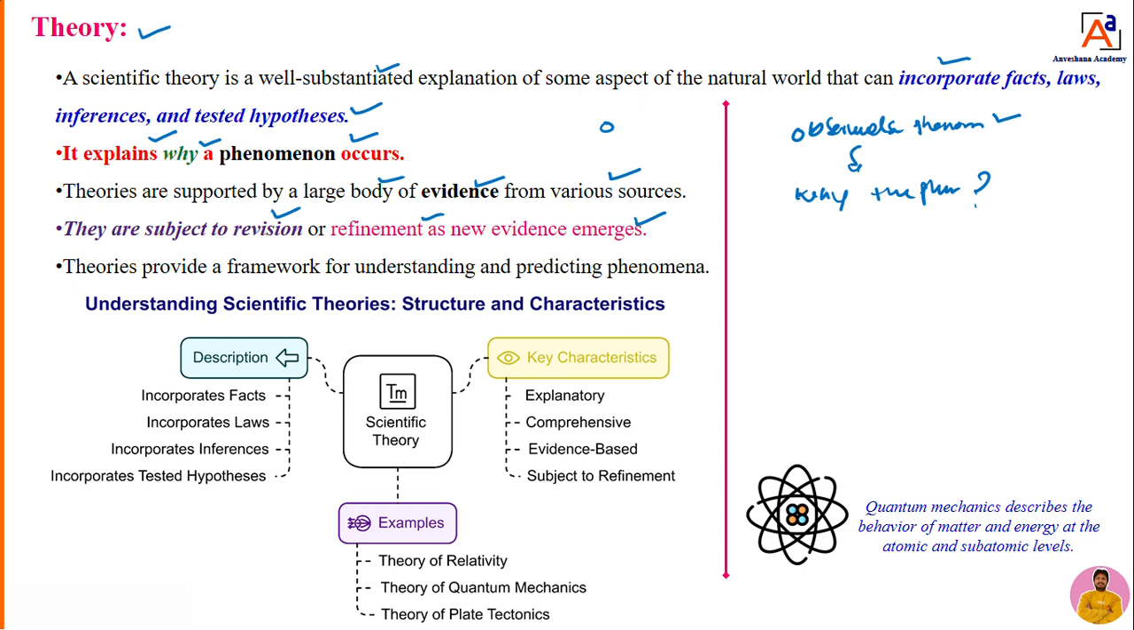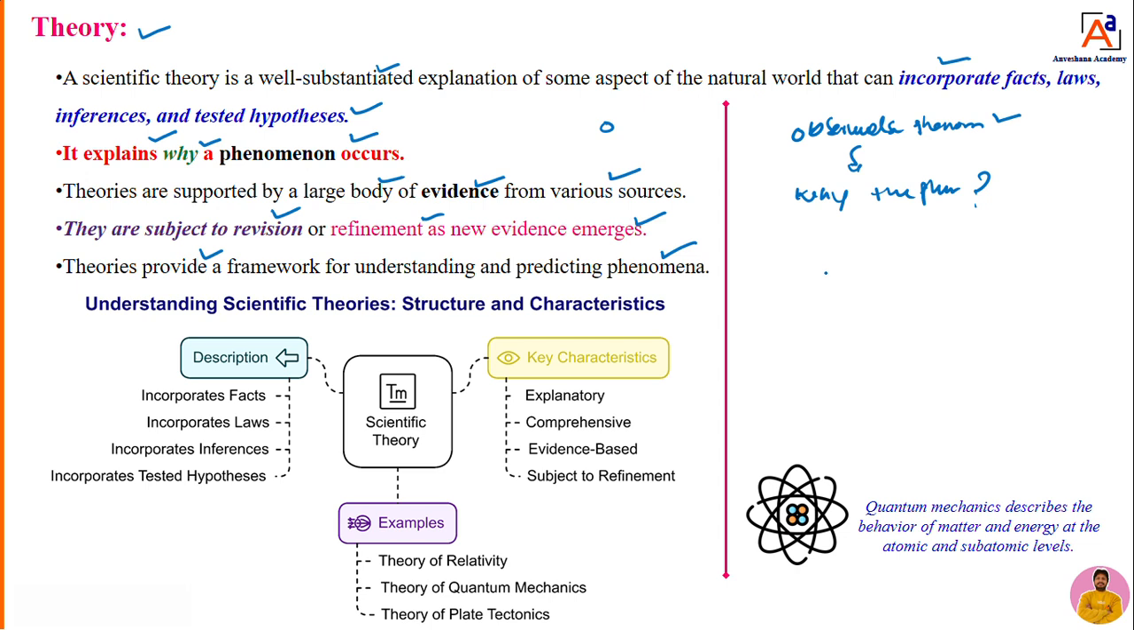It is valid throughout the universe and it is accepted by the universe. The laws cannot be changed or modified. They are rigid laws, but theories can be modified as per our requirement with some evidence, that is theory. Okay, and theories will give some framework for understanding and predicting the phenomena. So whatever the phenomena which is happening in nature, right?